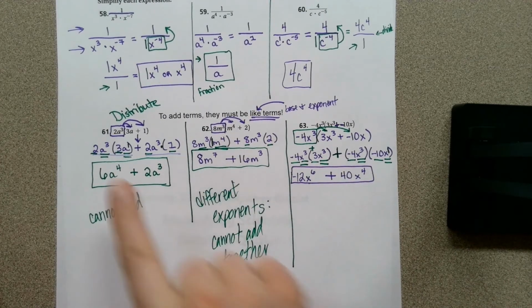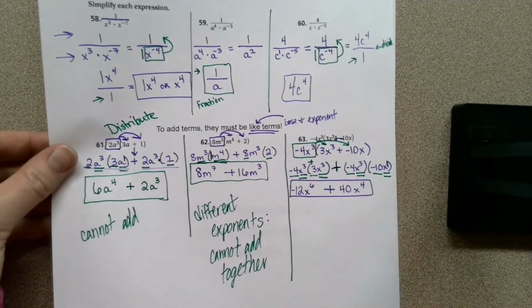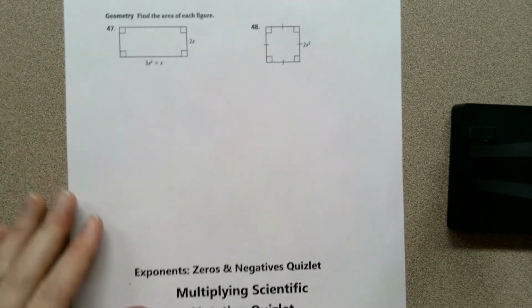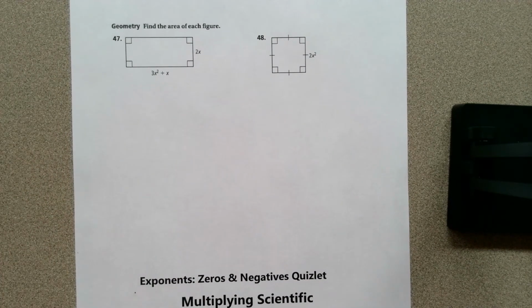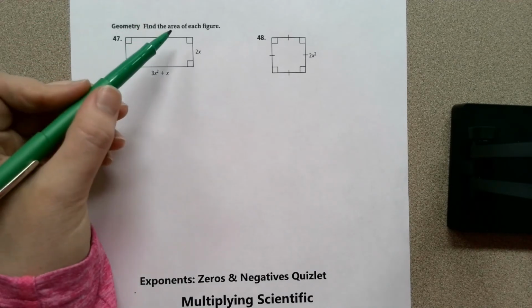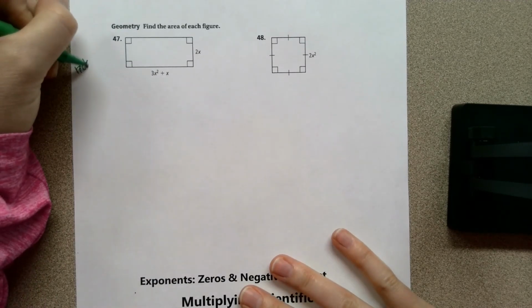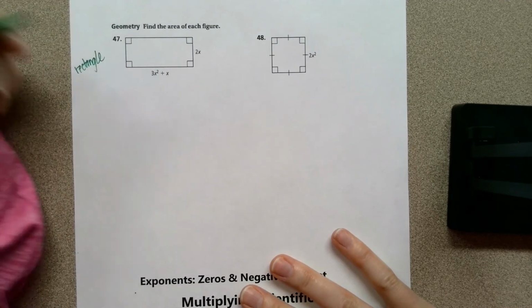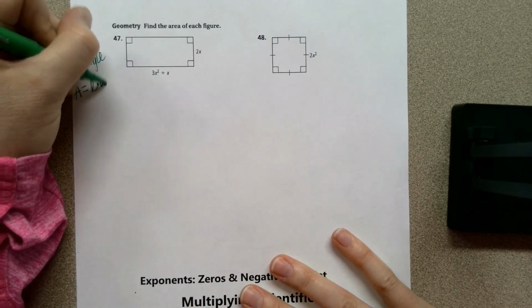The reason we went through the difference here and having to distribute is because sometimes we have problems that are set up as geometry problems, and you'll have to do this process. For both of these problems, we are trying to find the area of the figure. In number 47, we have a rectangle. And in order to find the area of a rectangle, we have to do length times width.